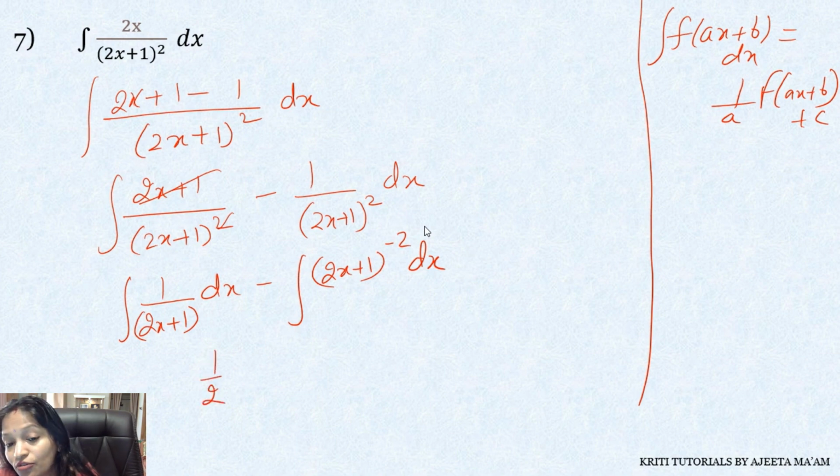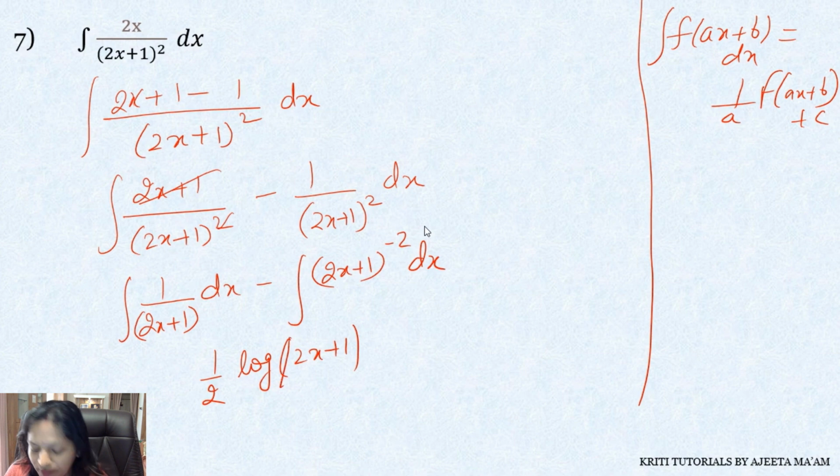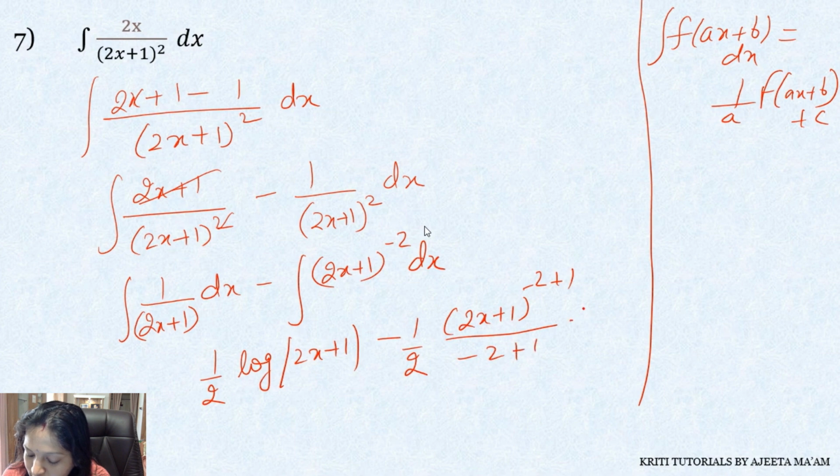What is the integral of 1 upon x? Log x, correct. So it will be log of 2x plus 1, right? So now tell me, what will be the integral of 2x plus 1 raised to minus 2? So again 1 by 2 will come because 1 by a has to come with the integral of the function. So what will you get? 2x plus 1 raised to minus 2 plus 1 upon minus 2 plus 1 plus c.